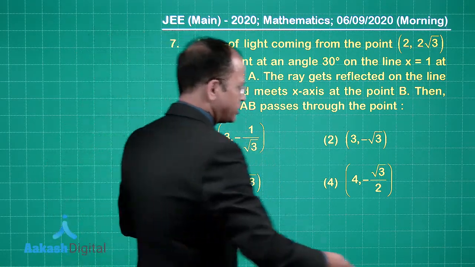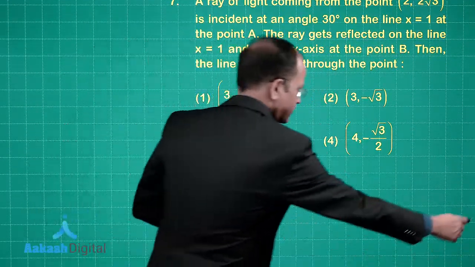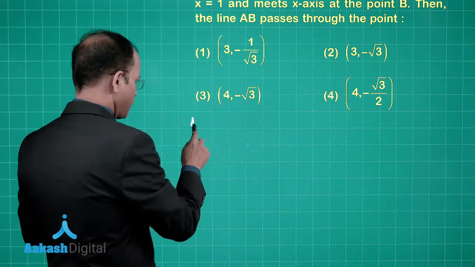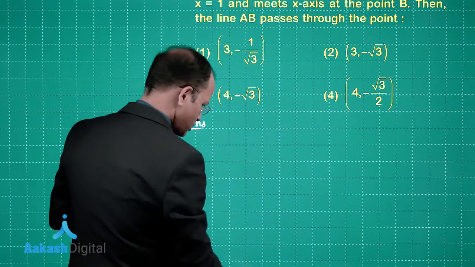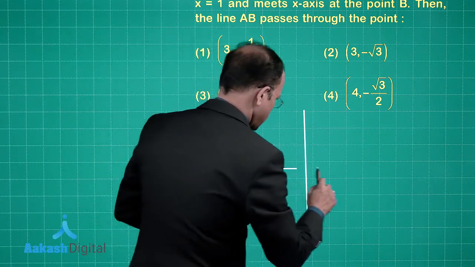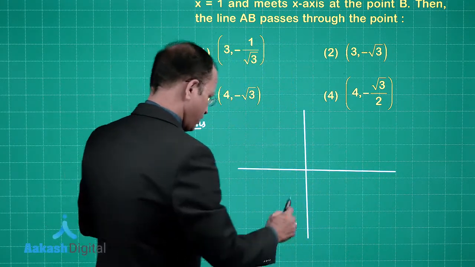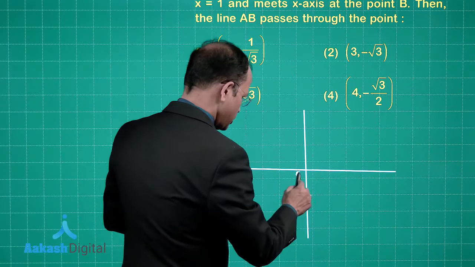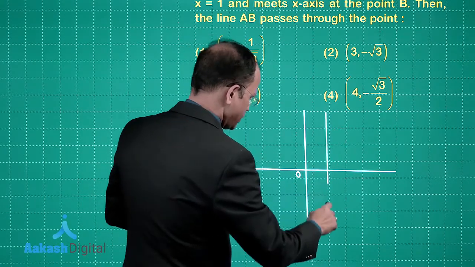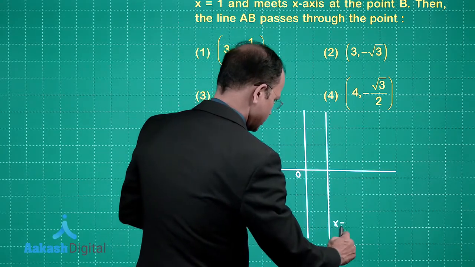Now, if I talk about the diagram in this case, what do we have? So let's have a look at this part. If I talk about the line here, first of all, let's draw the axis. Got it? And we have this to be the origin. Then we have a line, say x is equal to 1. This is x is equal to 1.